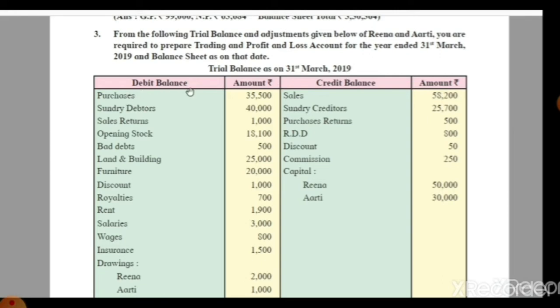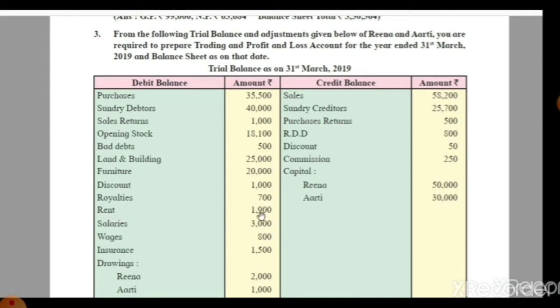Now we read the debit balance list. First purchases 35,500, sundry debtors 40,000, sales returns 1,000, opening stock 18,100, bad debts 500, land and building 25,000, furniture 20,000, discount 1,000, royalties 700. Student, here the royalty is an amount which is paid for the permission to use patents, copyrights, mines, etc. for commercial purposes, and that we debit to the trading account.